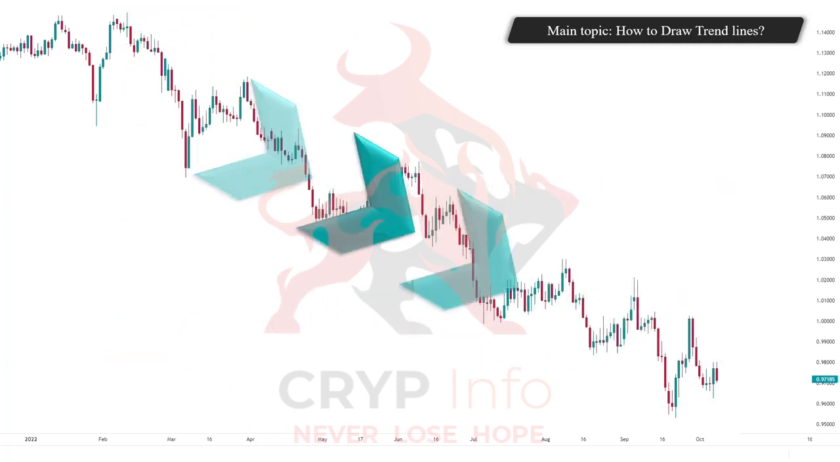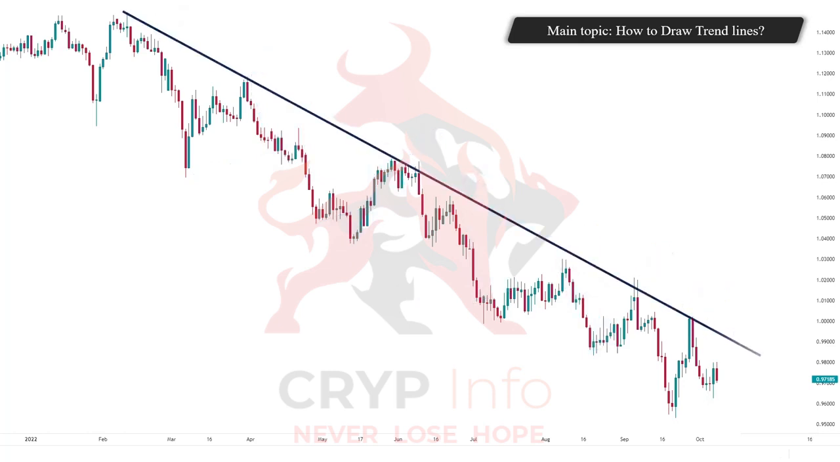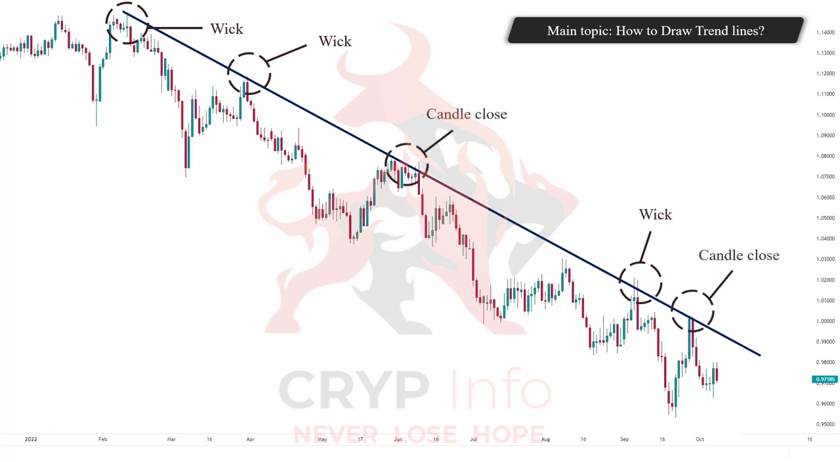So here was your clear downtrend. And to hit all these points here, this is where you could have placed your trend line. Now, notice how in some cases, the trend line touches the wicks. In some cases, we have hit the candle bodies. And in some of them we have no touches, which is perfectly fine.